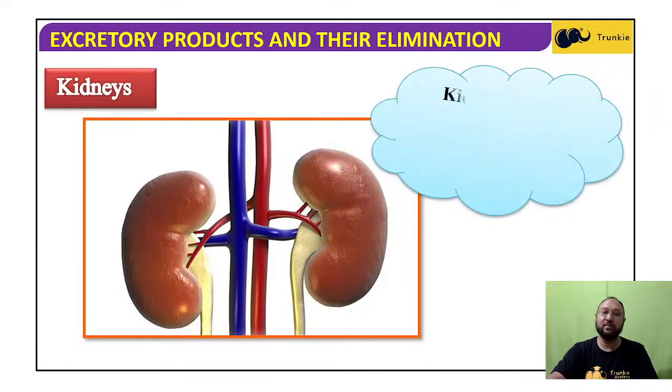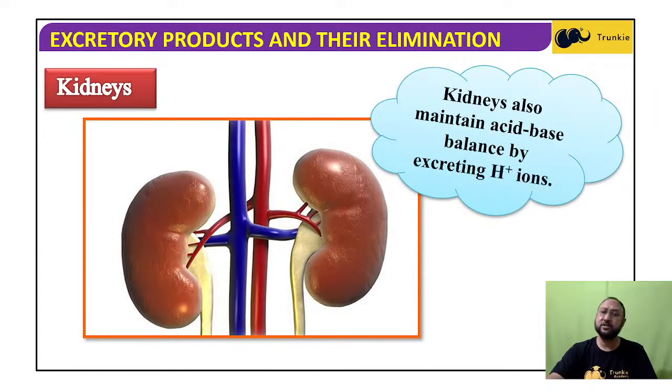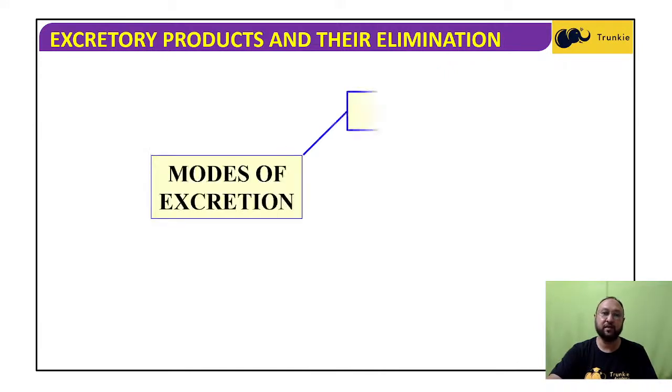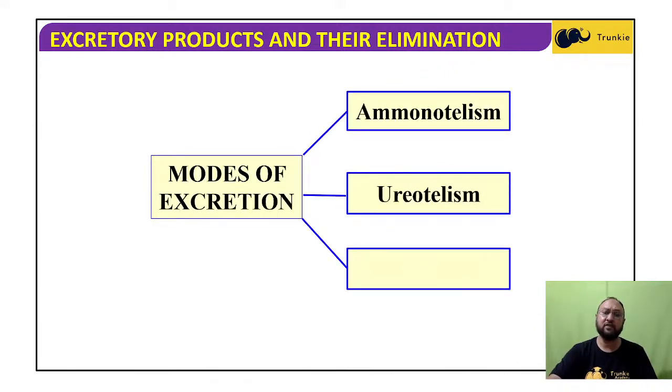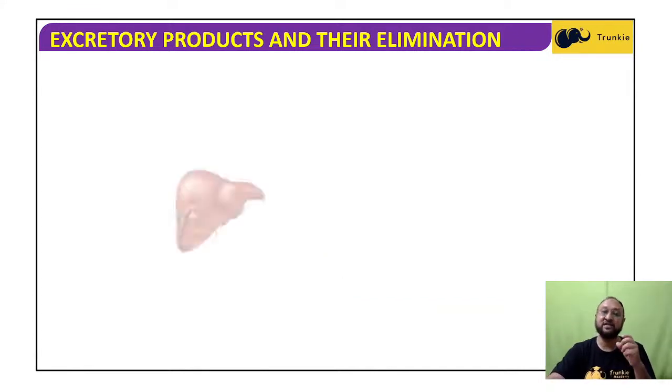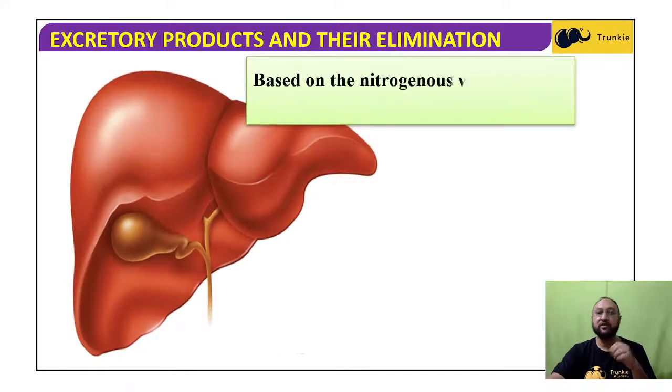So now we see the kidney. Kidney is the main organ of excretion in the human body and other mammals, and it maintains the acid base balance by excreting extra H plus, hydrogen ions. Now the mode of excretion, as we saw from the previous slide, is ammonotelism, where ammonia is the nitrogenous waste product. In case of ureotelism, it is urea as the nitrogenous waste product, and in case of uricotelism, it is uric acid.